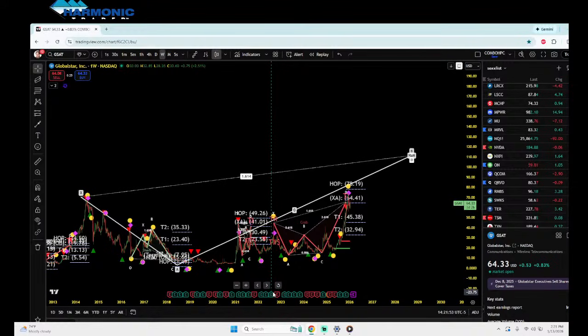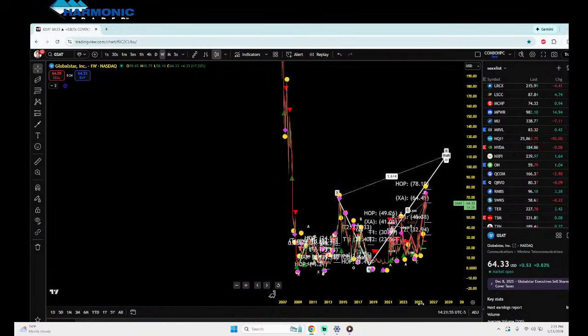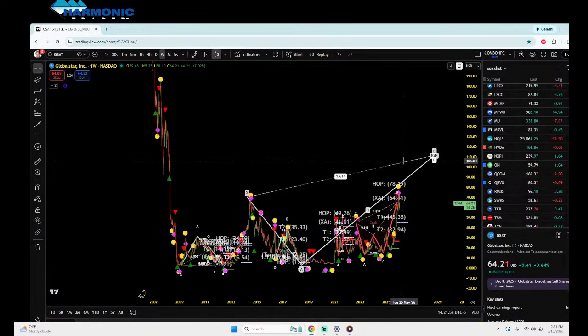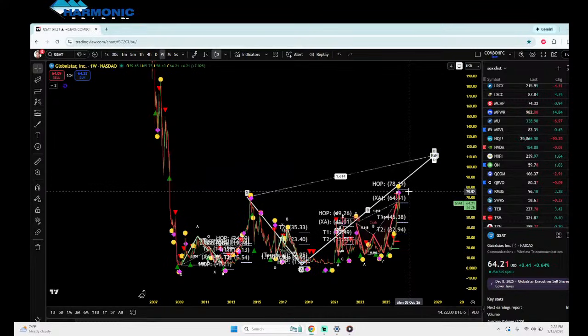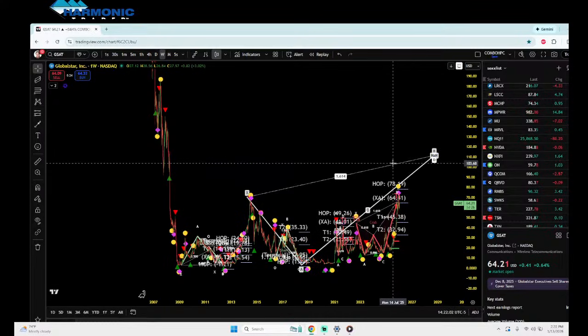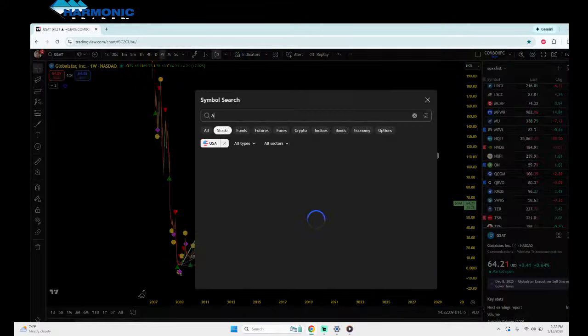But this is one in that sector, and if we can break out of this resistance, Global Star could really explode. I'm watching. I've seen enough of the ASTS and the Rocket Lab. There was one other one. Oh, Archer.